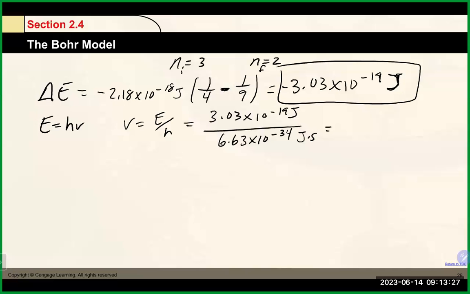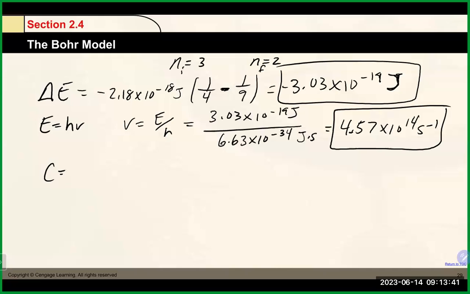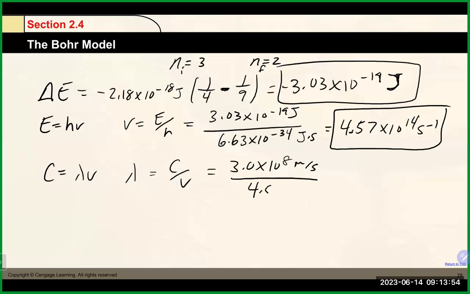Probably helps to put the right number in. Try that. All right, save that there. We got 4.57 times 10 to the 14 reciprocal seconds. And C is equal to the wavelength times the frequency, which we could use to get to the wavelength. Wavelength is C divided by the frequency, and that would give us 3 times 10 to the 8 meters per second divided by 4.57 times 10 to the 14 reciprocal seconds.